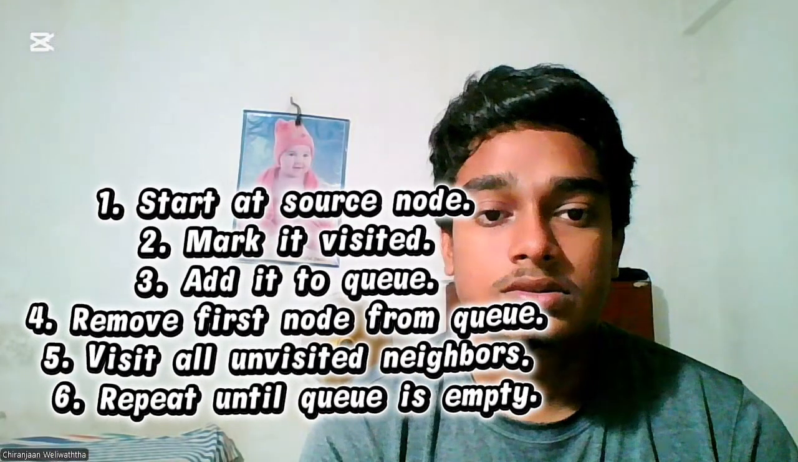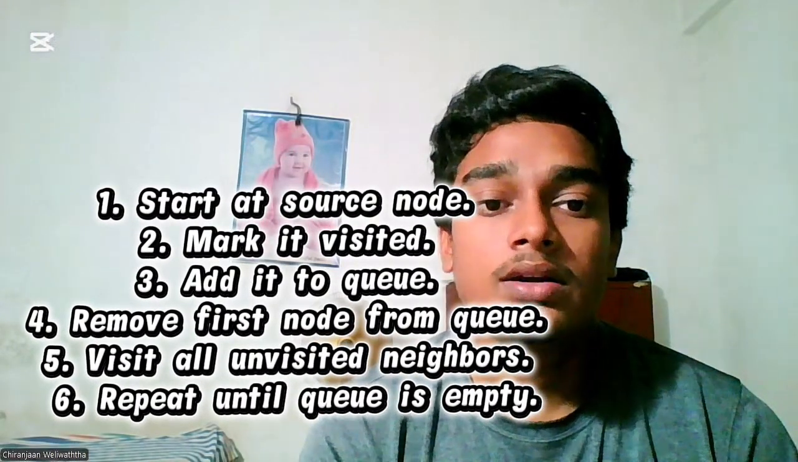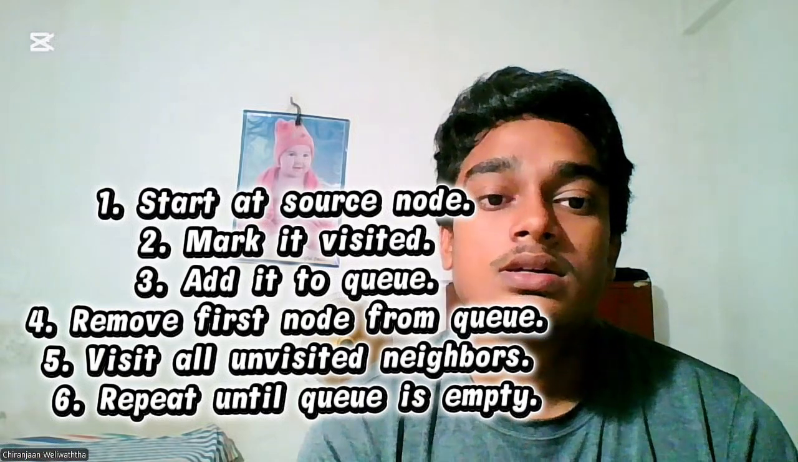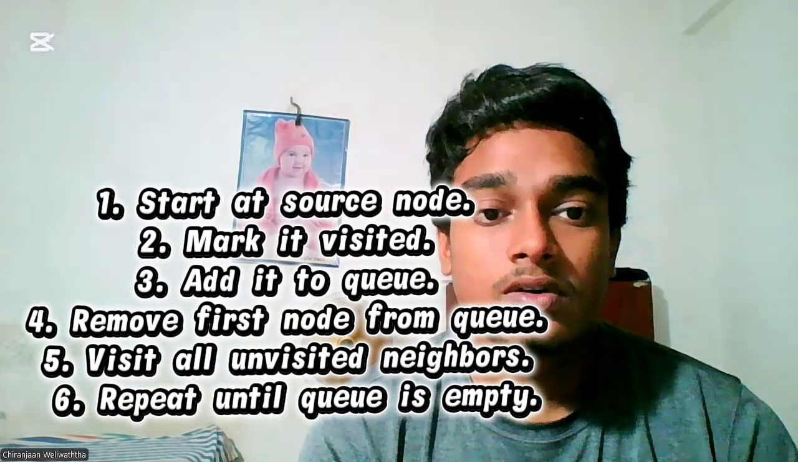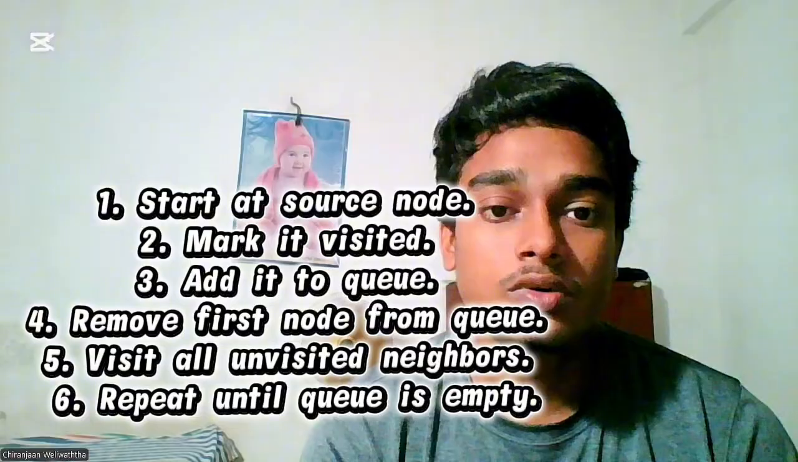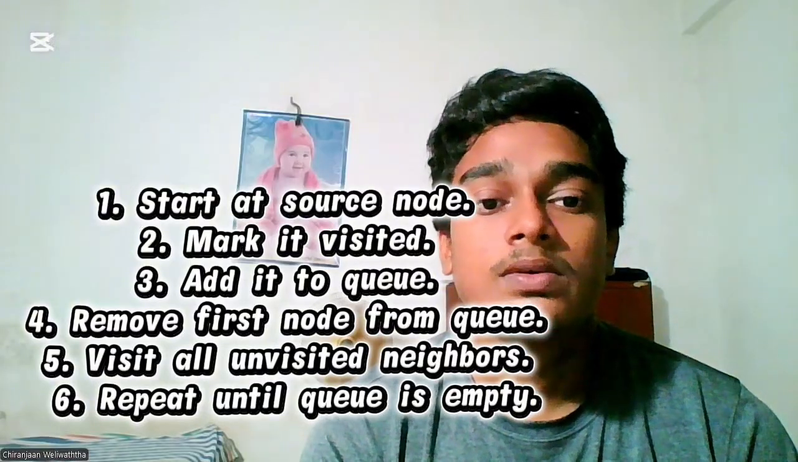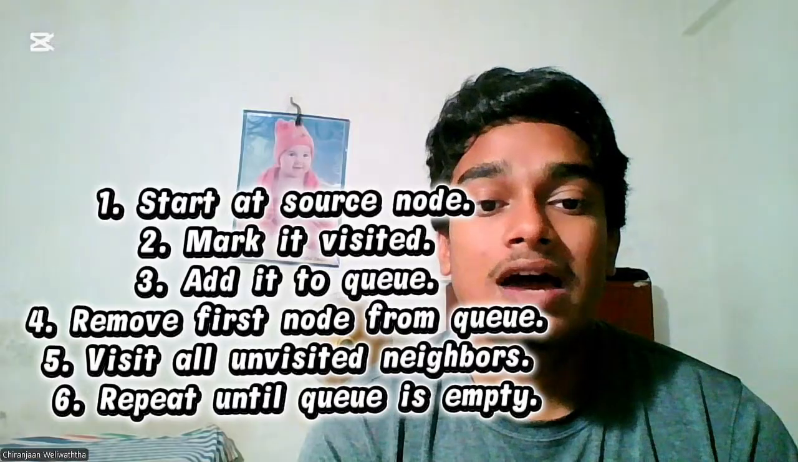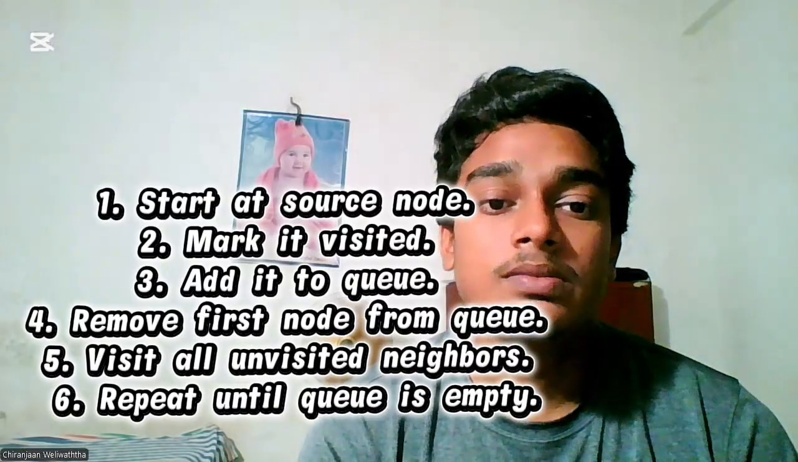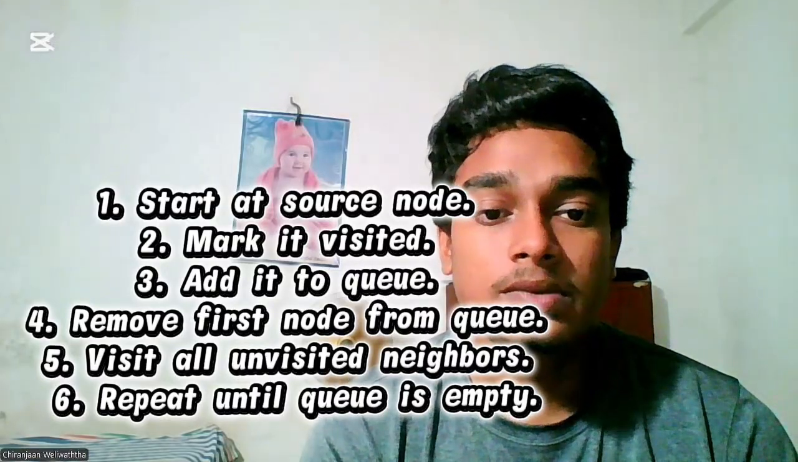So this is the BFS algorithm. First, start at the source node. Second, mark it visited. Third step, add it to the queue. Fourth step, remove the first node from the queue. Fifth step, visit all unvisited neighbors. Sixth step, repeat until the queue is empty.